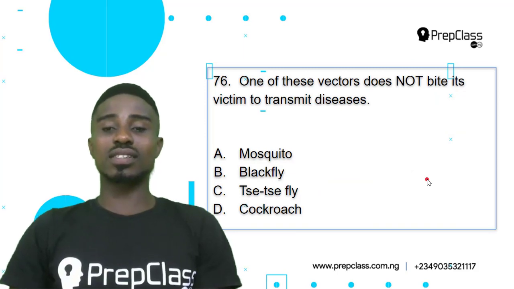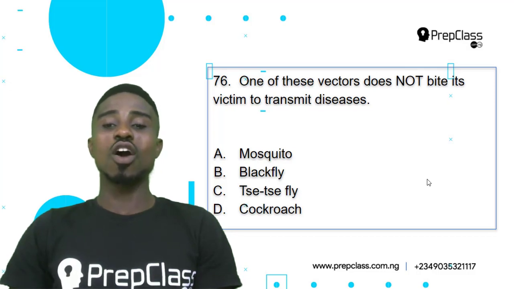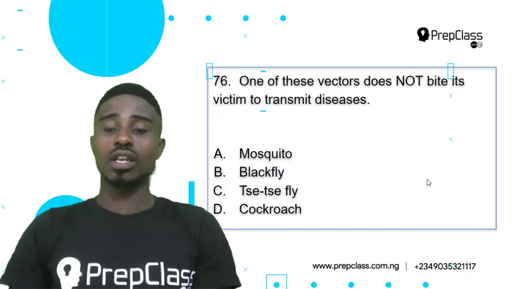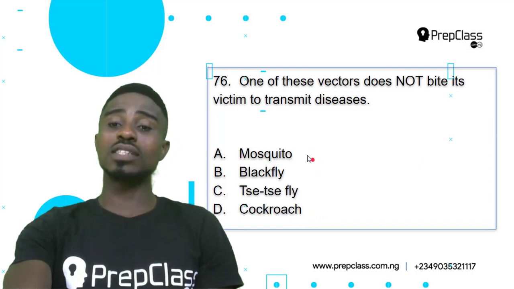Question 76. One of these vectors does not bite its victim to transmit diseases. A. Mosquito. B. Black fly. C. Tsetse fly. D. Cockroach. For us to carefully select the correct answer, we need to analyze all of the options and see which one best answers our question. Now, all of these are vectors and they transmit diseases. Now, which one of them actually doesn't bite?